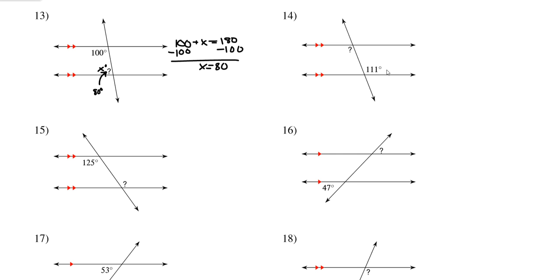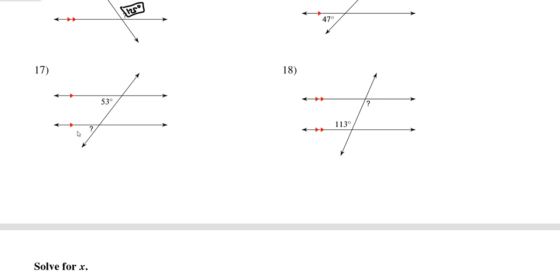All right, this one, they are alternate interior, so they are congruent. That is 111 degrees. Number 15, these are alternate interior, so this is also 125 degrees. On these, they are alternate exterior, so this is 47 degrees. 17, they're corresponding, so this is also 53 degrees. And on number 18, they're alternate interior, so this is 113 degrees. So unless you have same side interior or same side exterior, those would be supplementary, but otherwise they are congruent.